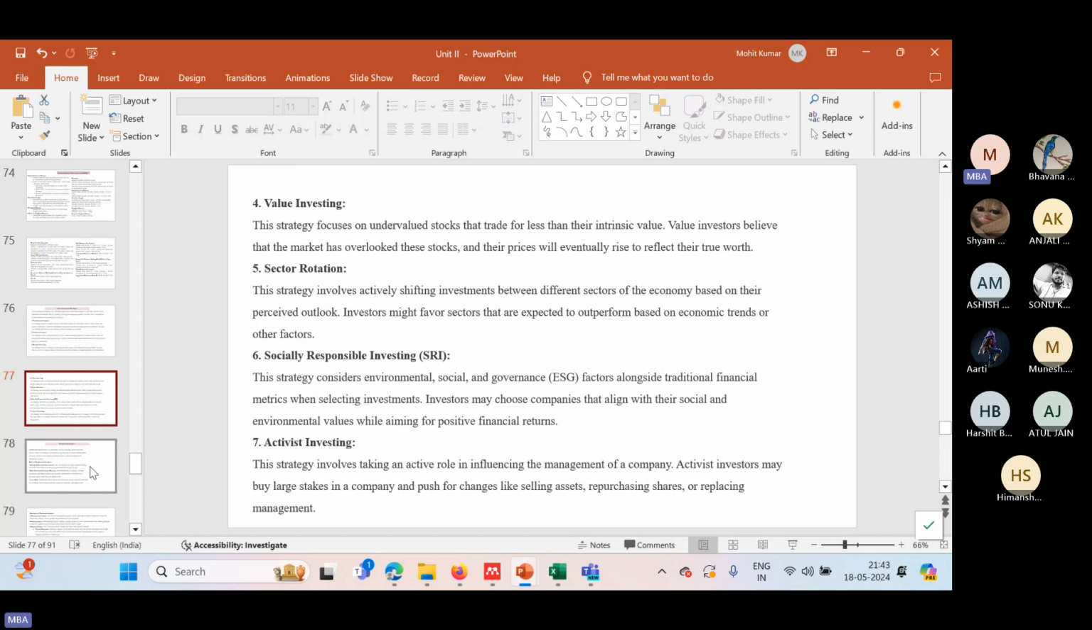Okay, then activist investing. What does this strategy involve? Taking an active role in influencing the management of a company. You generally buy shares or take a large stake in a company so that you can influence the decisions of the company. But this is rare. Who can do that, unless you are a business tycoon? But these are strategies which mostly come under active investment strategy.